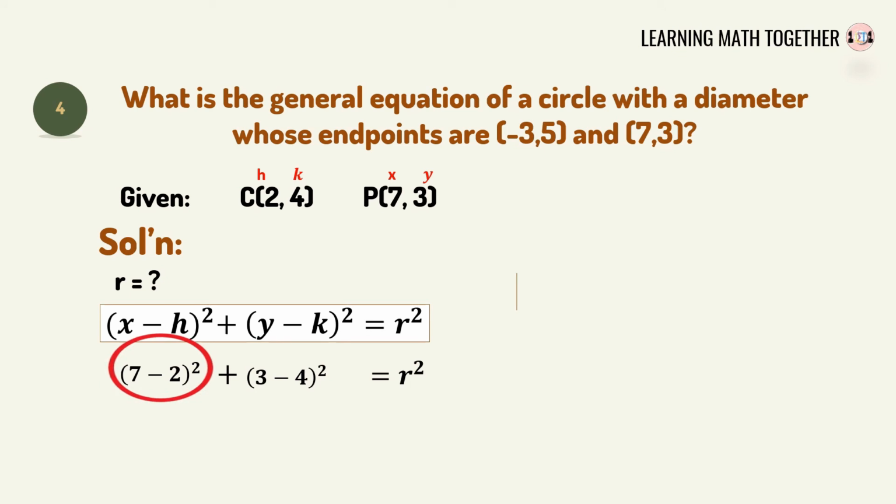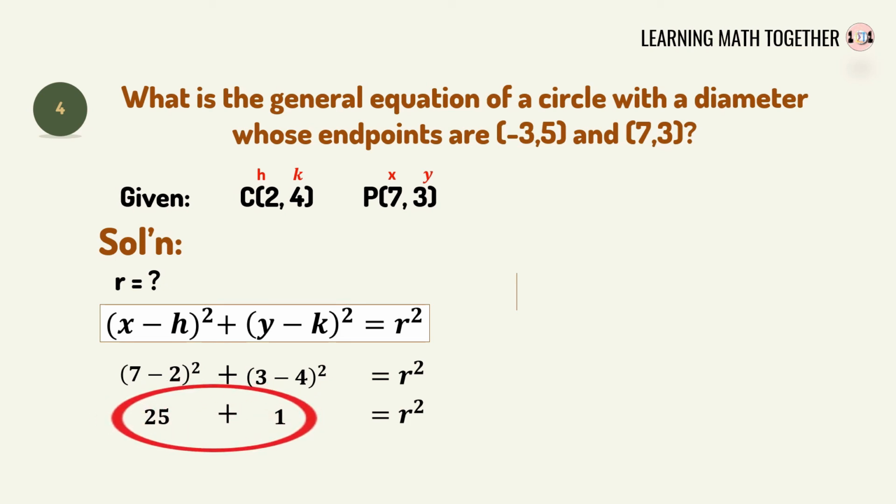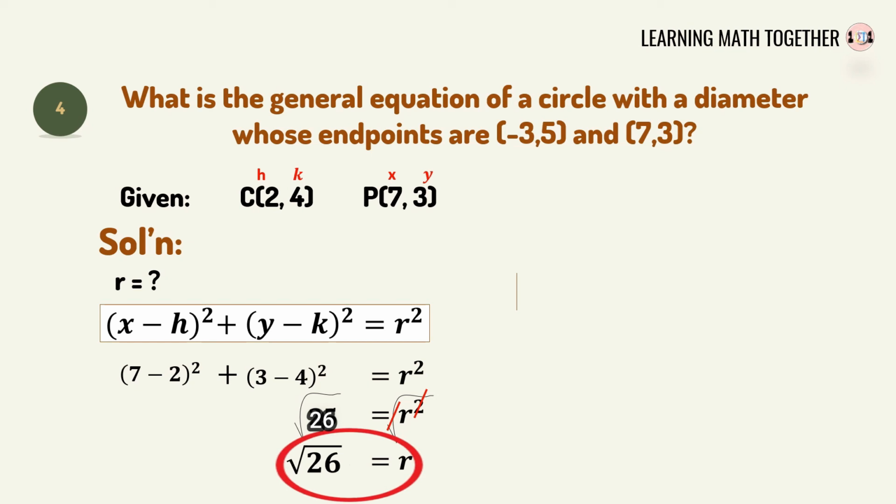7 minus 2 is equal to 5. And if we square 5, that is equal to 25. Then copy the plus sign. 3 minus 4 is equal to -1. Square -1, that is equal to +1. And then just copy r squared. Now let us combine 25 and 1, that is equal to 26. So for us to get rid of the exponent here, we just have to square root both sides. Doing so, we will have the radius equal to the square root of 26.